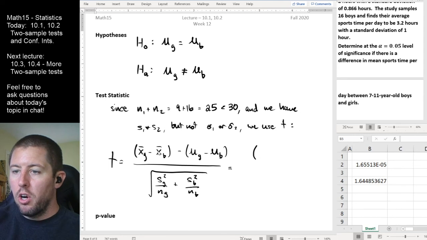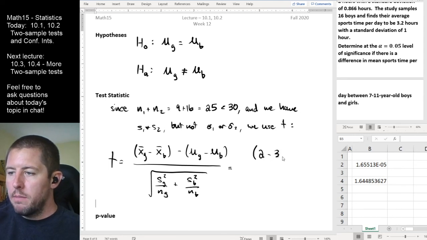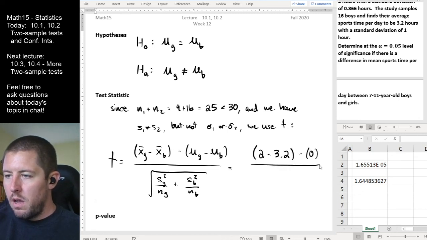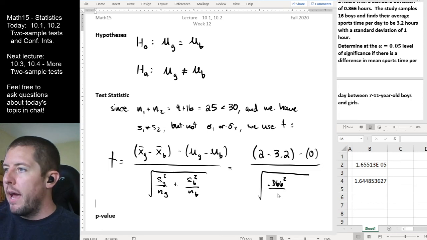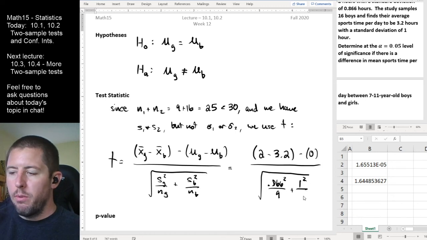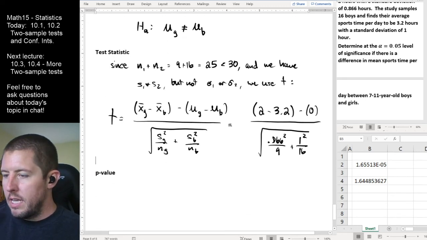I've got my girls' average of 2 minus my boys' average of 3.2, minus 0, all divided by the square root of the girls' standard deviation, 0.866, squared, divided by the 9 girls that we sampled, plus the standard deviation for the boys' sample, 1. We're going to square that 1, but squaring 1 doesn't do anything, and divide it by 16. So we've got our standard error term associated with our t-test statistic.